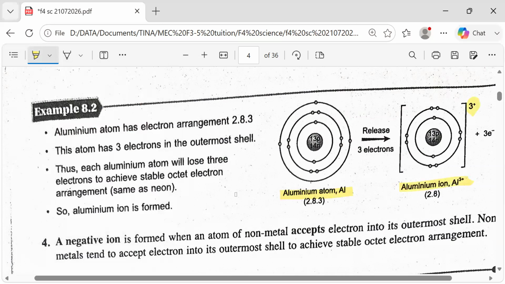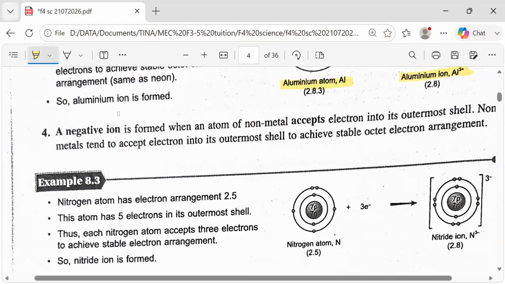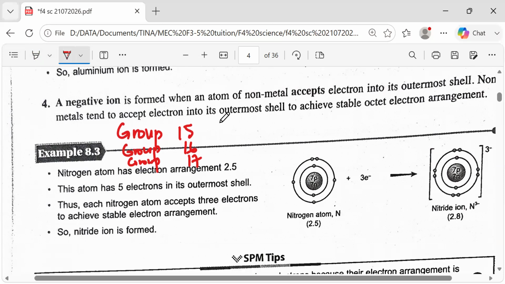Okay? Alright. Negative. For negative, you only need to think about group 15, group 16, group 17. For example, nitrogen is 2,5. Oxygen is 2,6. Fluorine is 2,7.